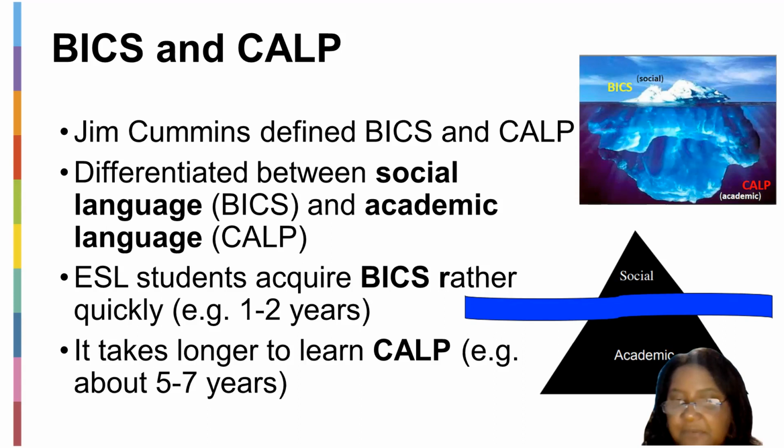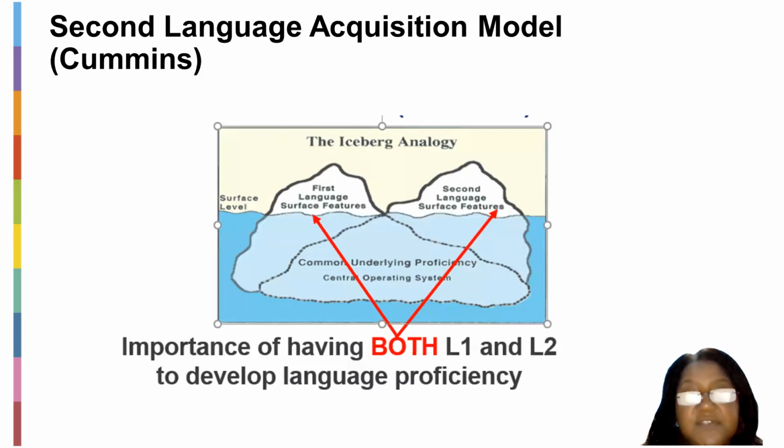So let's go further. The second language acquisition model, this is Cummins's model. And he says, here we have an iceberg analogy. And he says that it's important to have both the first language and the second language to develop language proficiency. So if you have your first language on top of the iceberg, that's good. And you have your second language on top of the iceberg, this will then assist you in becoming a better speaker. So this is what Cummins is saying.